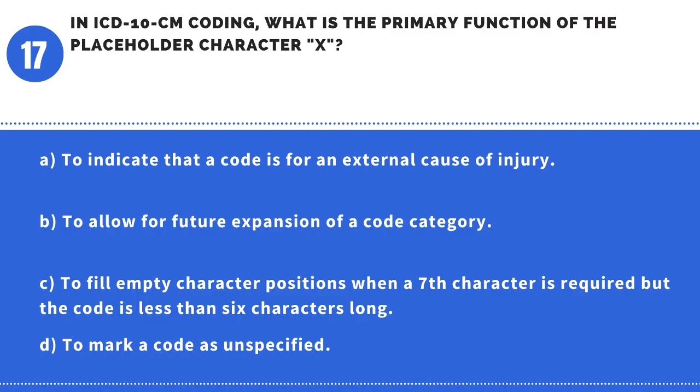Question 17. In ICD-10-CM coding, what is the primary function of the placeholder character X? A. To indicate that a code is for an external cause of injury. B. To allow for future expansion of a code category. C. To fill empty character positions when a seventh character is required but the code is less than 6 characters long. D. To mark a code as unspecified.